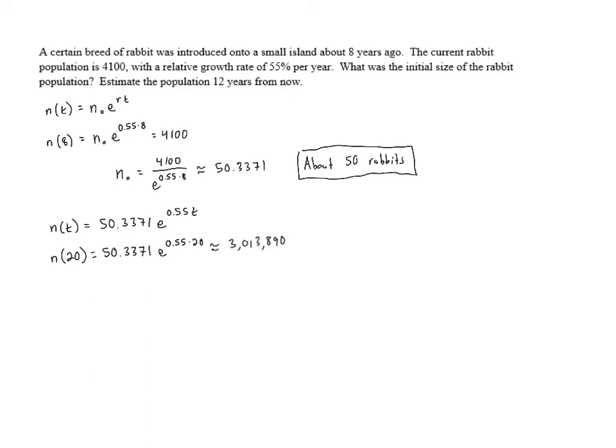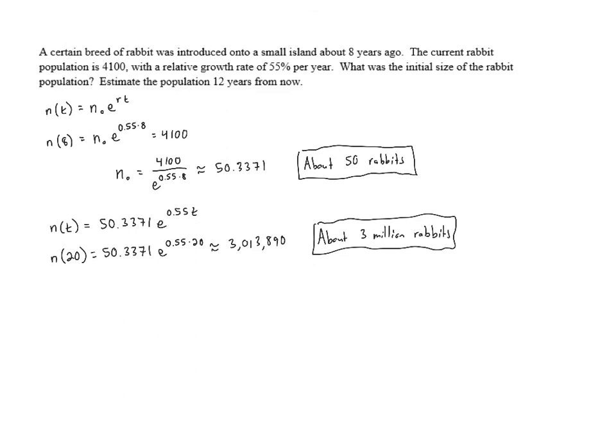3,013,890. And because all of these are rough estimates, we were told about 8 years ago, what we're going to do is we're just going to round and say about 3 million rabbits. Because honestly, if this island has 3 million rabbits, the extra 13,890 aren't going to make much of a difference. That is a crap load of rabbits.